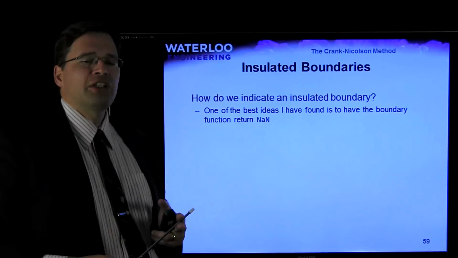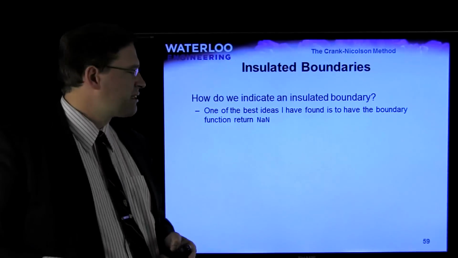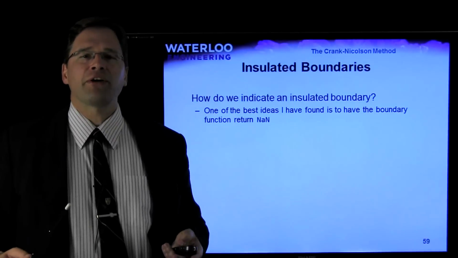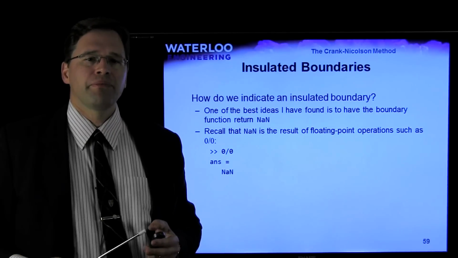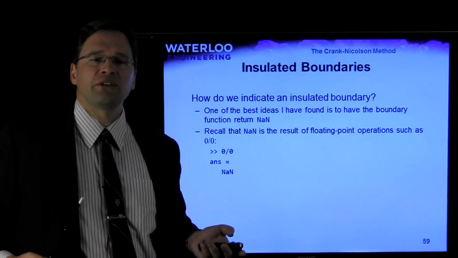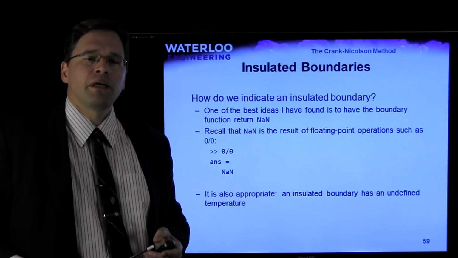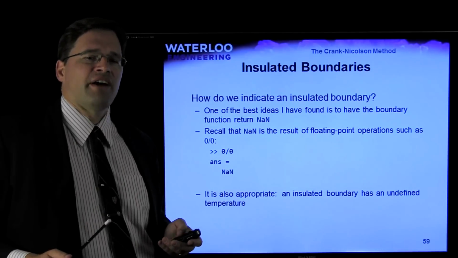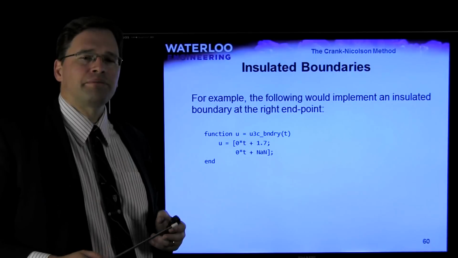Now, how are we going to indicate an insulated boundary condition? Well, one of the nicest ideas I had was we can specify an insulated boundary condition with a special value. The boundary value function will simply return not a number. Now recall that not a number is the result of floating point operations such as 0 divided by 0. If you calculate 0 over 0, it's indeterminate, it's not a number. This is also sort of appropriate because an insulated boundary condition isn't really defined. It's not an undefined temperature. It depends on the temperature around it.